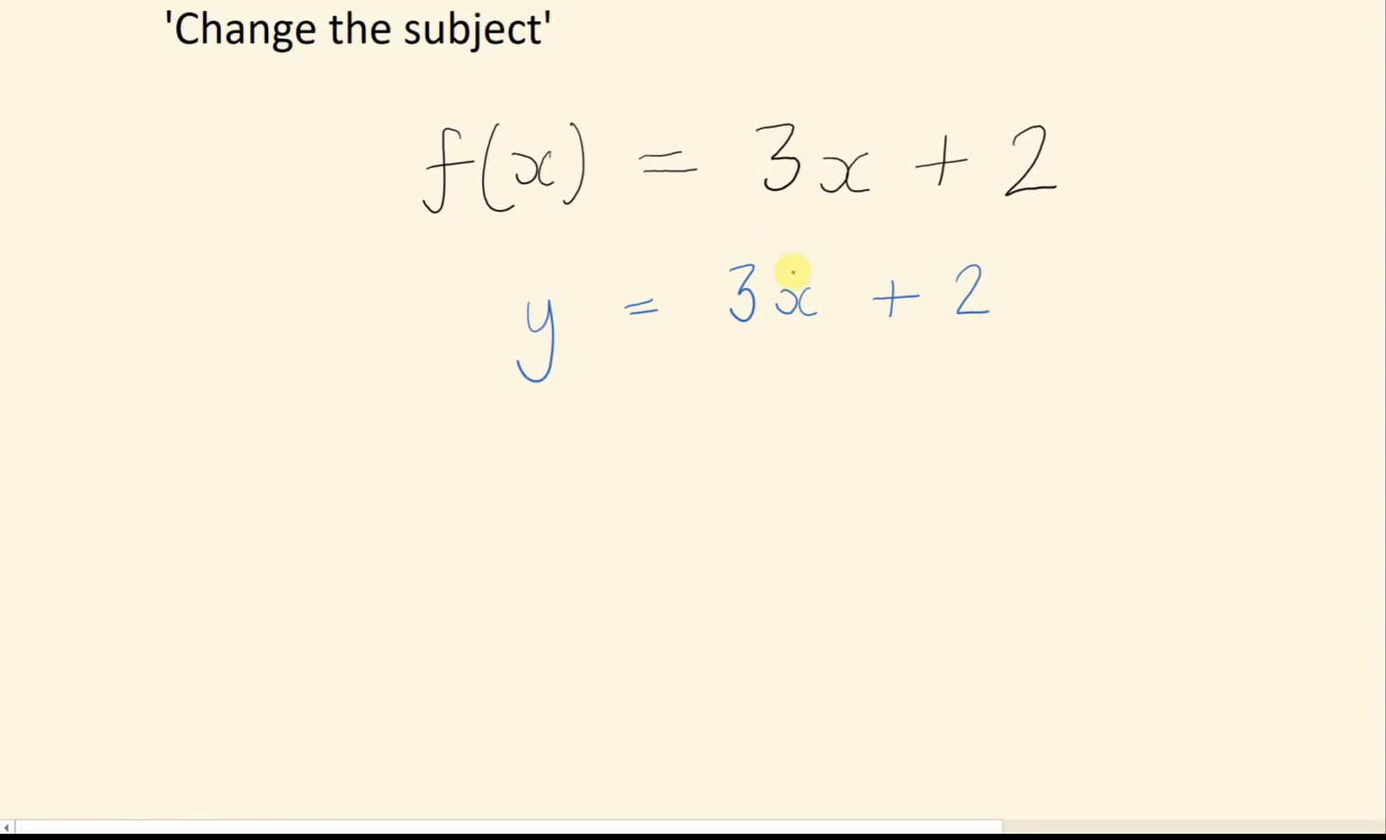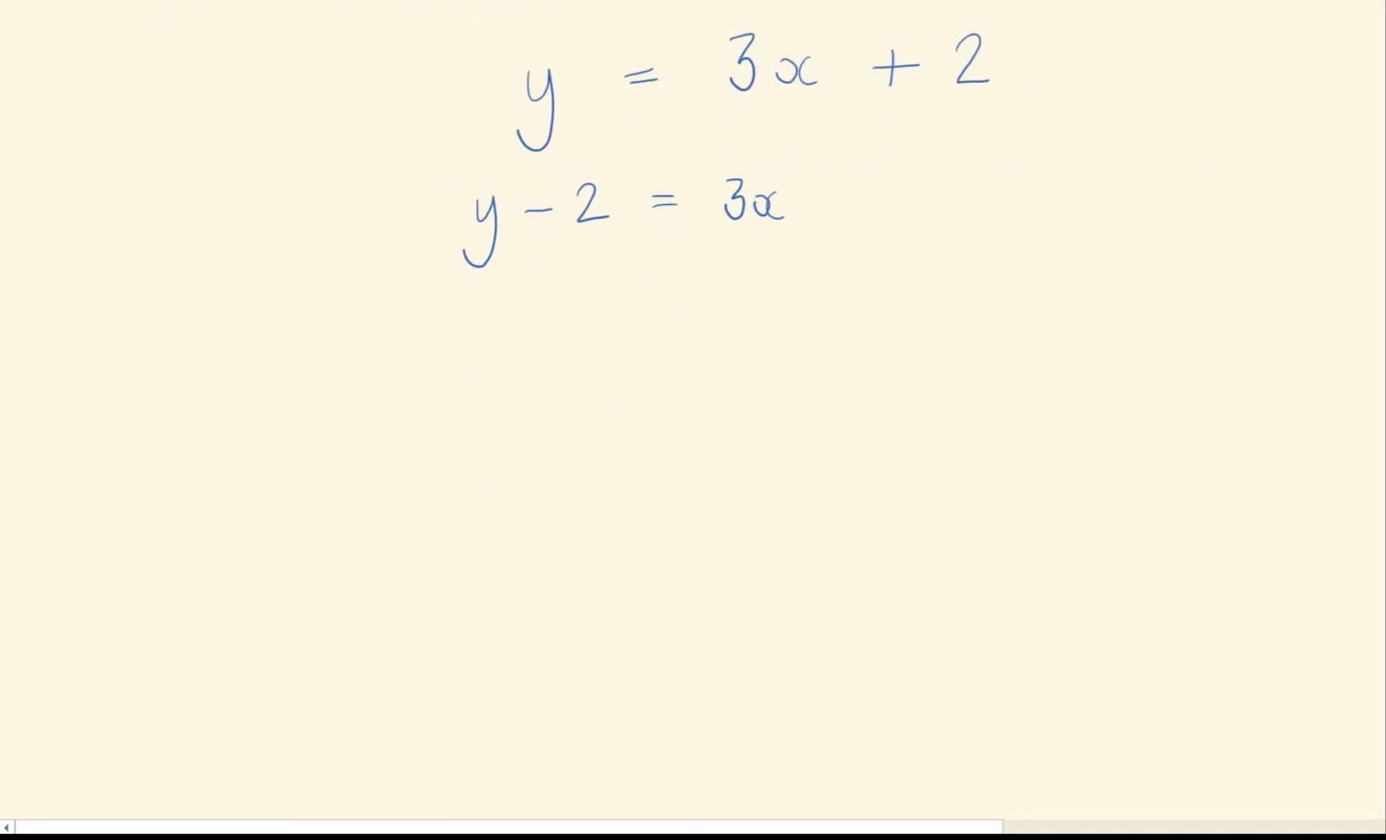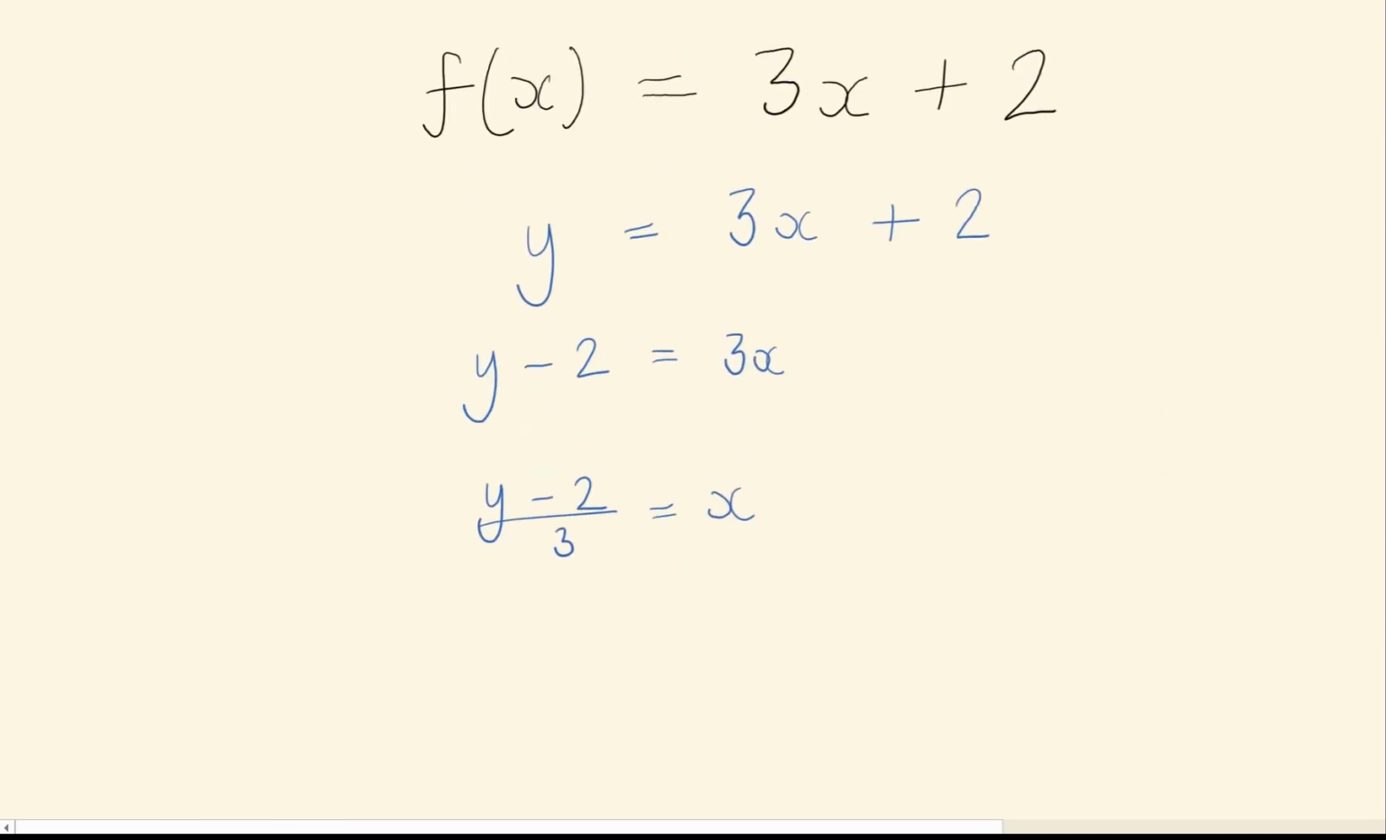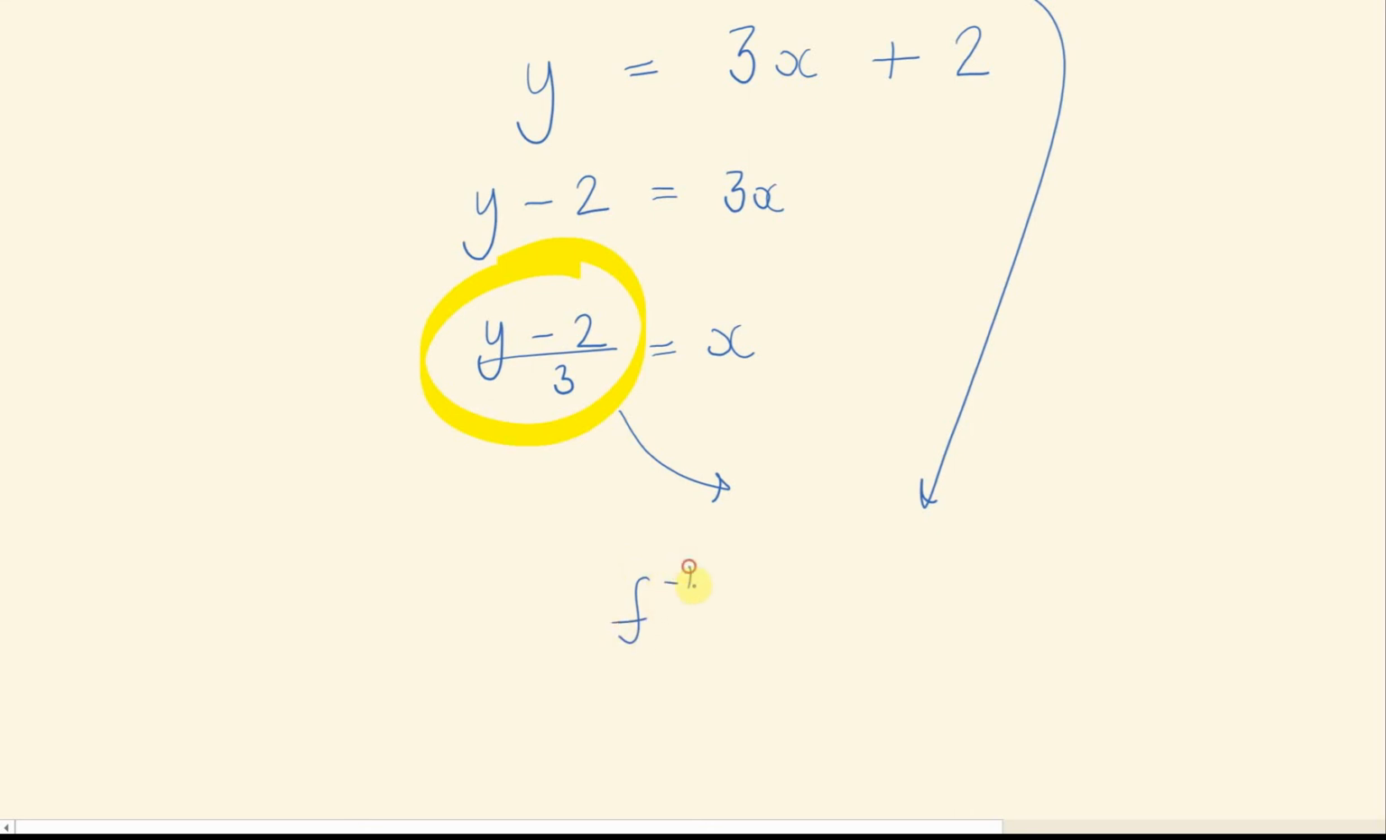So I want to get x by itself, as if I was solving it like a few minutes ago. So first, opposite of plus 2 is going to be minus 2. We've got 3 times x, opposite of times by 3 is dividing by 3. So now if I divide both sides by 3, I have this. I've now changed my subject, so this is my inverse function. And the way we'd write this is f minus 1 of x, and because there's an x here, rather than write y, we're just going to write x.